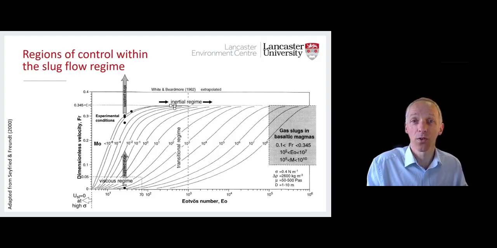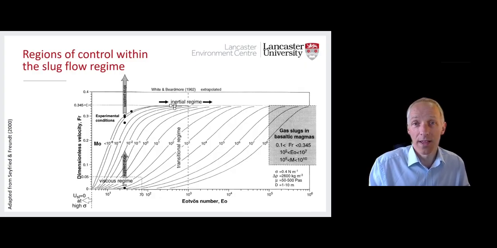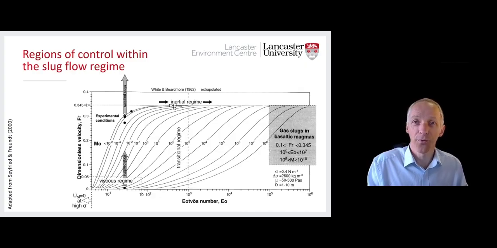At the top of the graph, you'll see that all the curves tend to a dimensionless velocity of 0.345. This represents the fastest dimensionless velocity that slugs will ascend through a static liquid column in a circular cross-section vertical tube. At this point, the Froude number is large. It's as large as it can be within the system, and the slug ascent velocity is controlled by the liquid inertia. We call this the inertial regime.